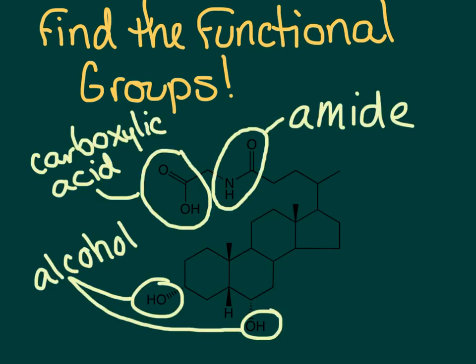So this compound contains a carboxylic acid, an amide, and 2 alcohol groups. So the knowledge of what functional groups are present in a compound would let us predict how it would react under certain conditions. So there was some additional practice with this posted along with the video, so give those a try, and the answer key was posted as well.